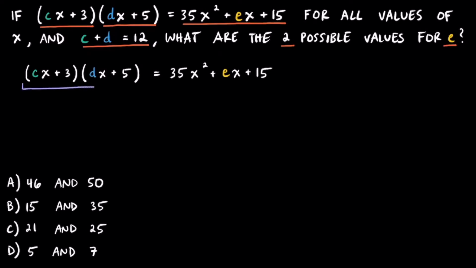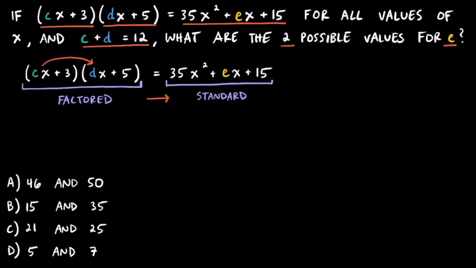The equation on the left is a quadratic equation written in factored form, and the equation on the right is also a quadratic equation, but it's written in standard form instead. Because it's easier to go from factored form to standard form, I'm going to go ahead and FOIL or multiply out these two binomials together to get it in standard form.